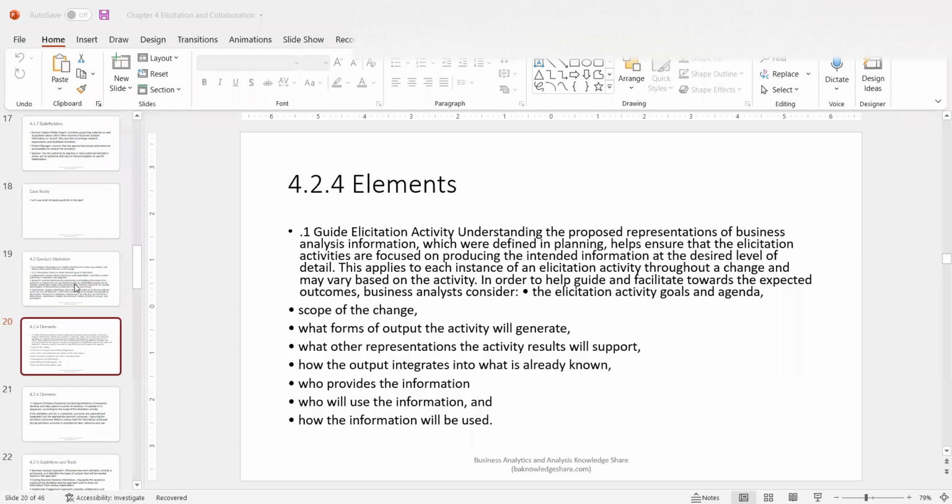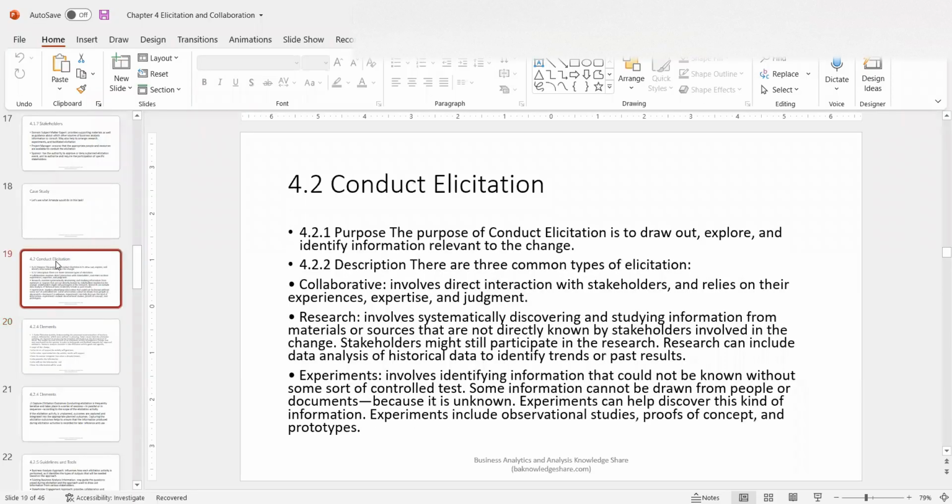In this episode, we continue with chapter 4, which is conduct elicitation. So without further ado, let's get started. Within the conduct elicitation task of the elicitation chapter, chapter 4, the purpose is to draw out, explore, and identify information relevant to the change.